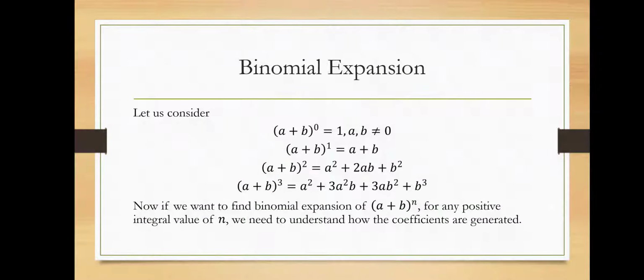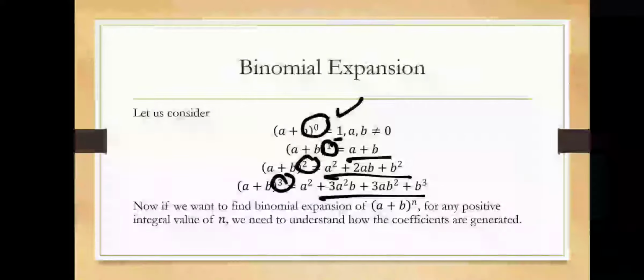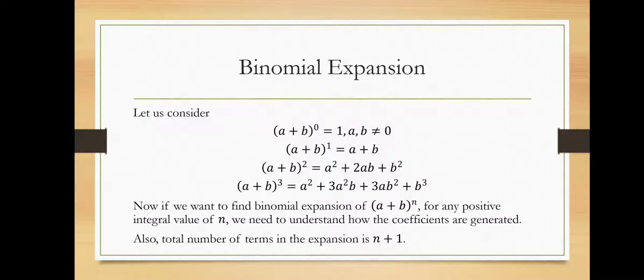And also another important thing to notice, whatever is the power, the number of terms is just plus 1. So here the power was 0, so there is only one term. The power is 1, there are 2 terms. Power is 2, 3 terms. Power is 3, 4 terms, and so on. So doesn't matter what, a plus b whole to the power n will always have n plus 1 terms. Fine.